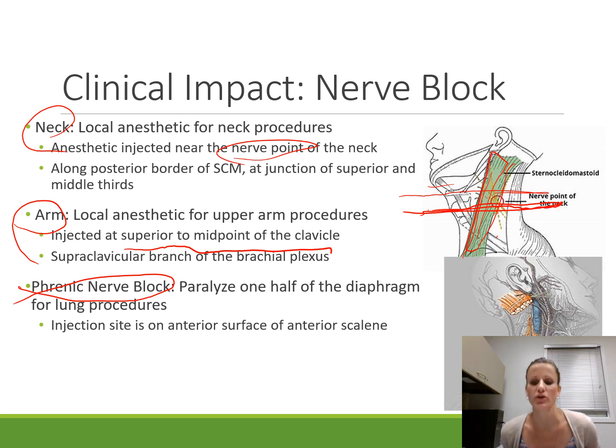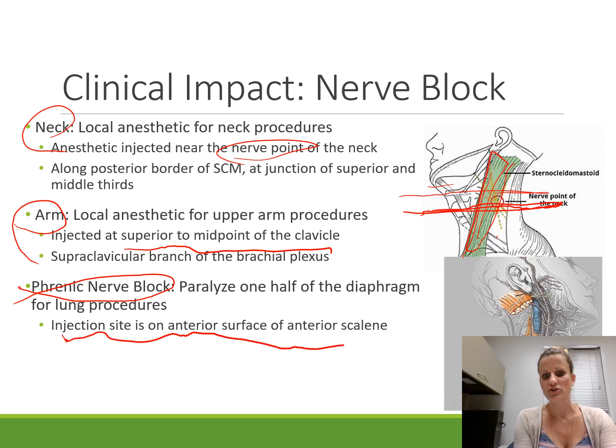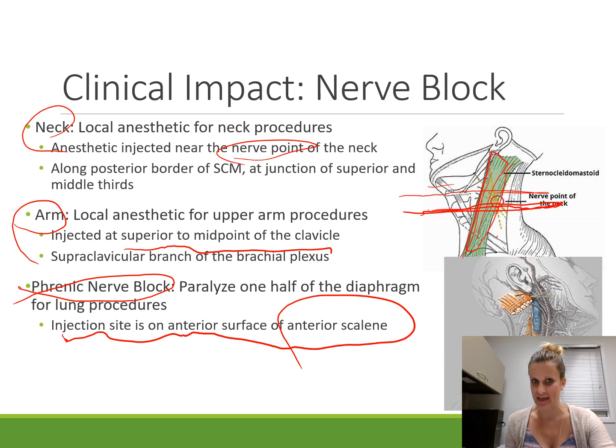In order to do a phrenic nerve block, the injection site is on the anterior surface of the anterior scalene. So the anterior scalene is just behind and deep to the sternocleidomastoid. The sternocleidomastoid is a relatively superficial muscle, right? It's deeper than the platysma, but it's relatively superficial. So if you find the sternocleidomastoid and go just posterior to it and down a little bit, right behind that, we find the anterior scalene.